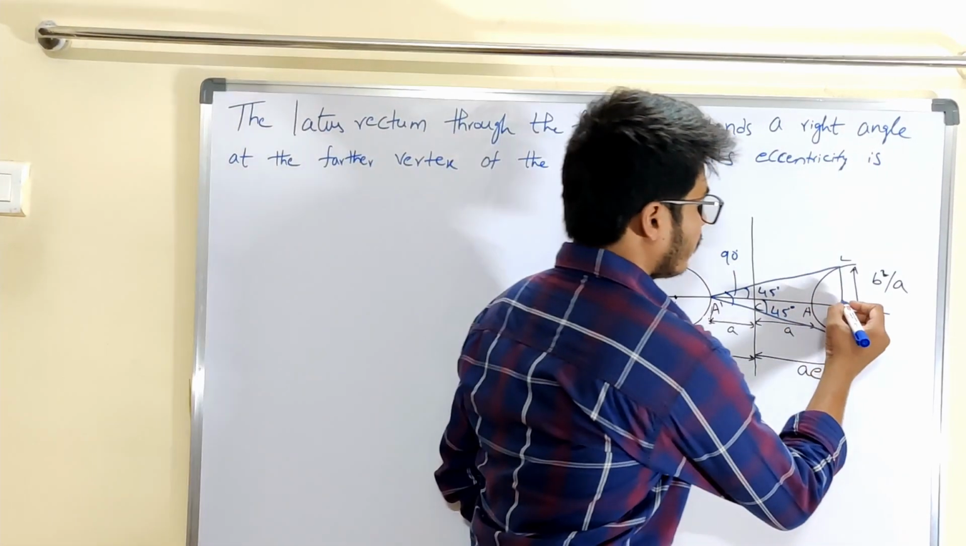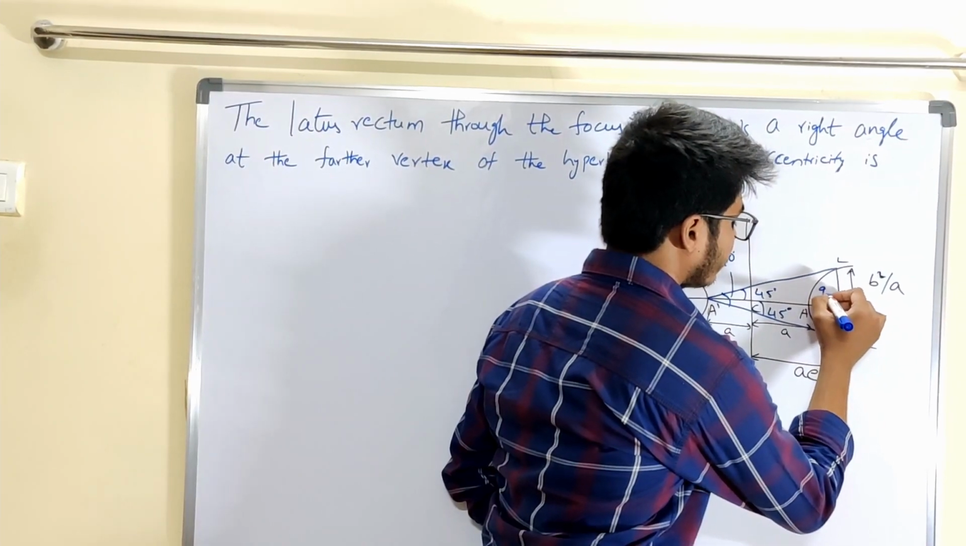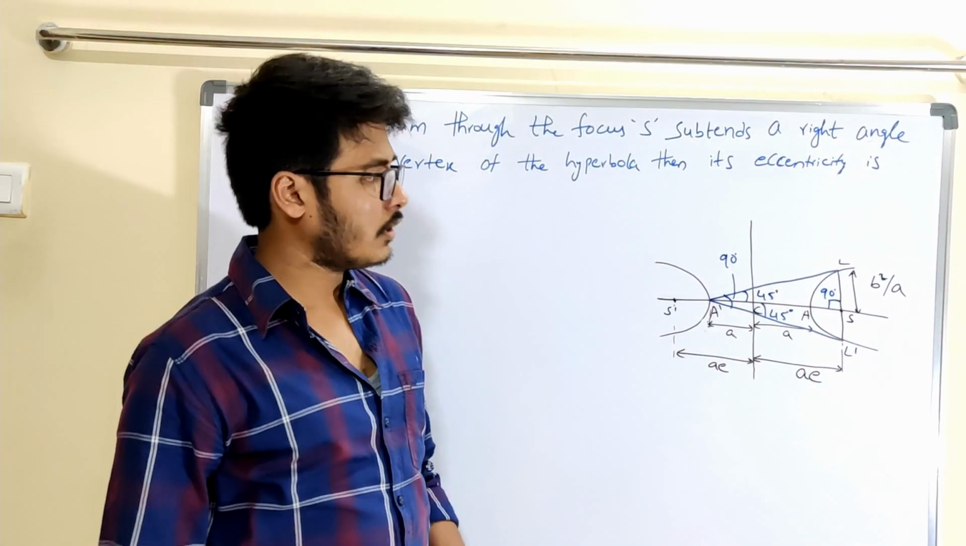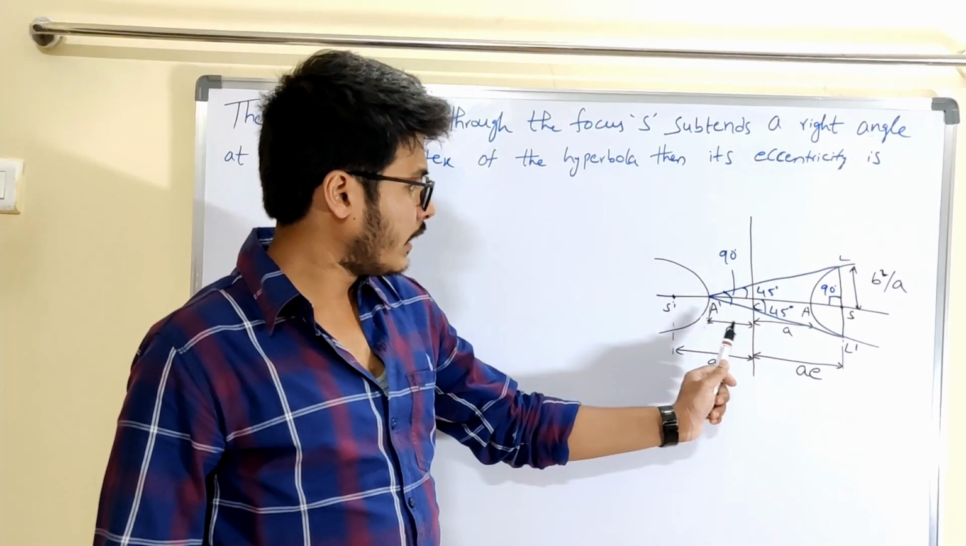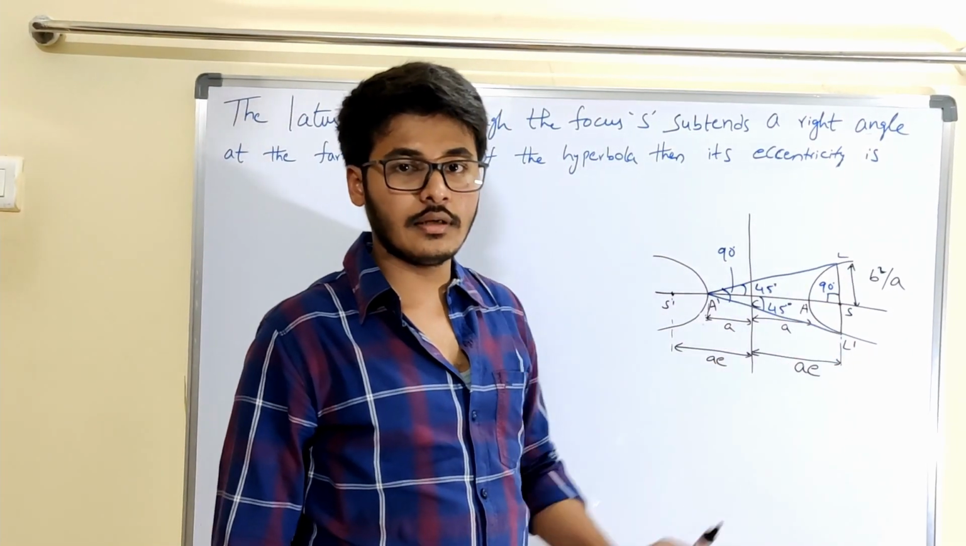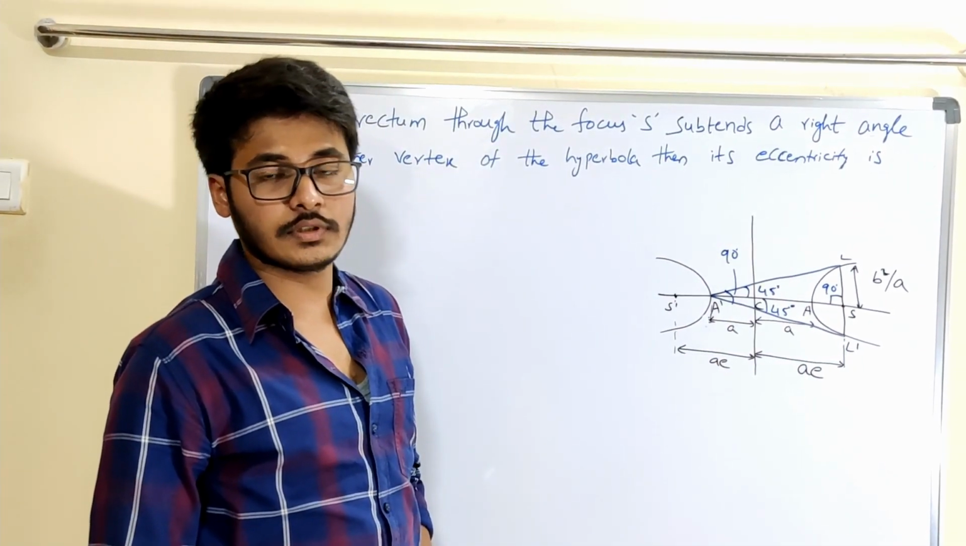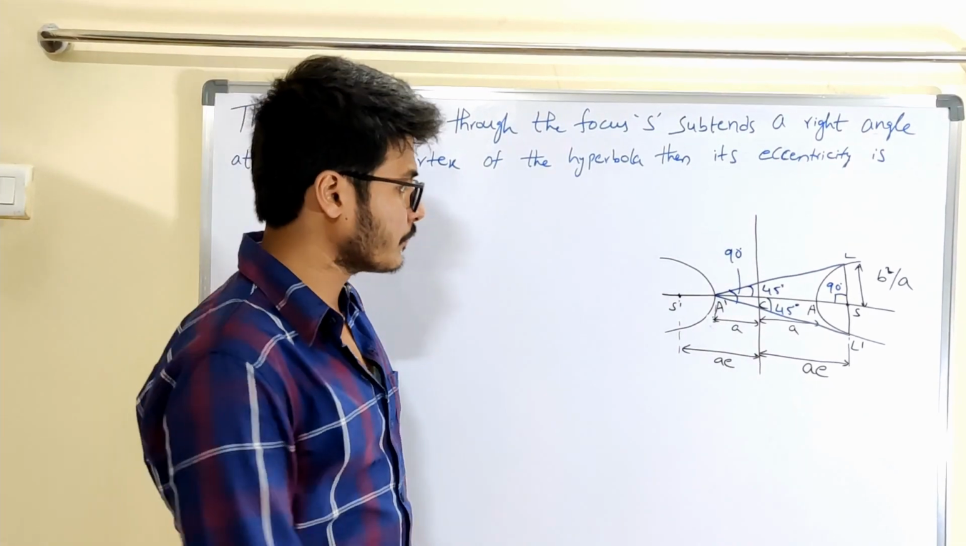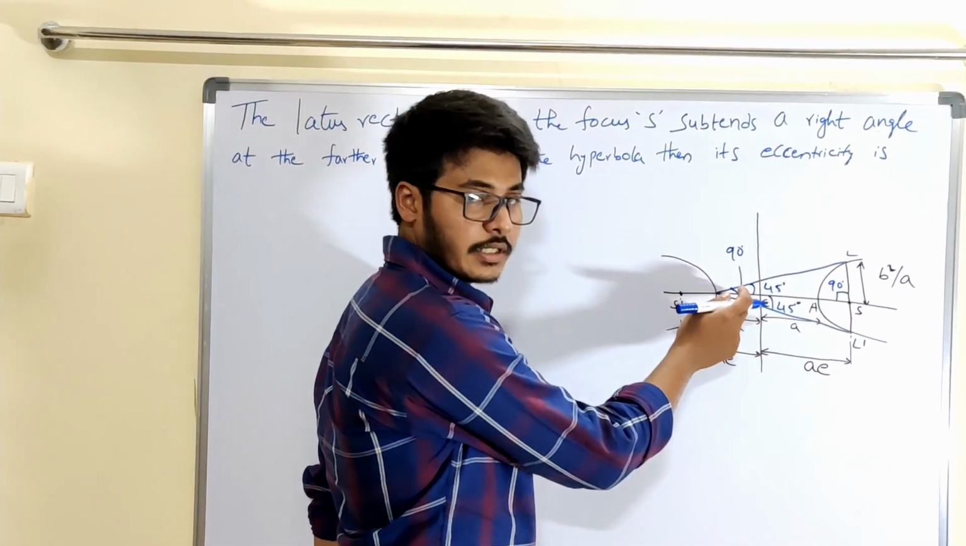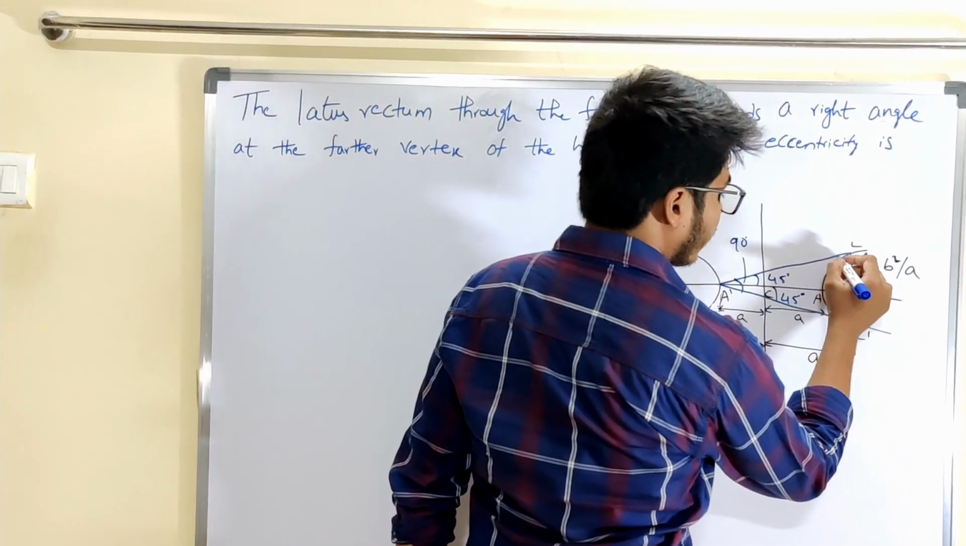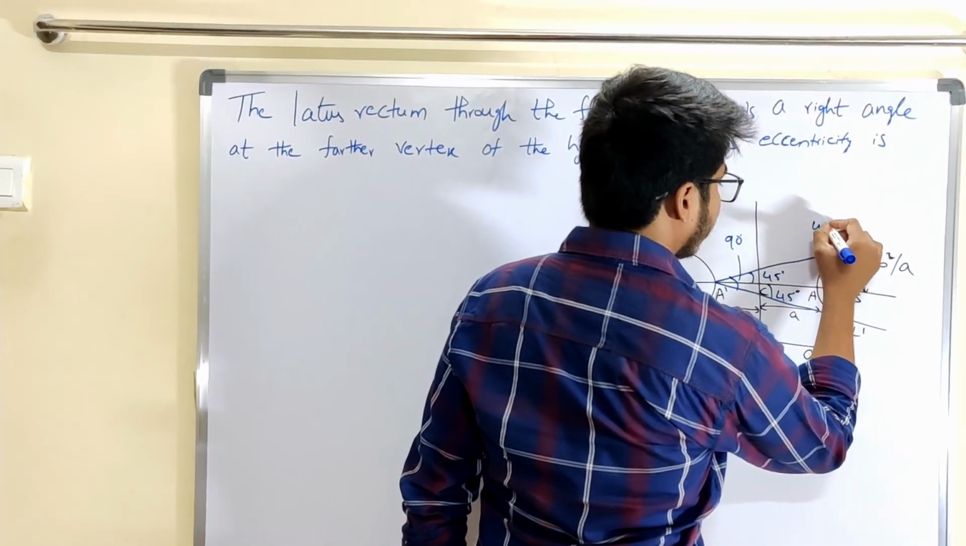And as we know here, by seeing it is 90 degrees. And here A dash, S and L is a right angle triangle. As we know, sum of angles in a triangle is 180 degrees. So here it is 90 degrees and here it is 45 degrees. So the remaining angle here is 45 degrees.